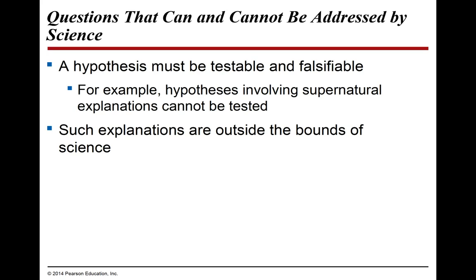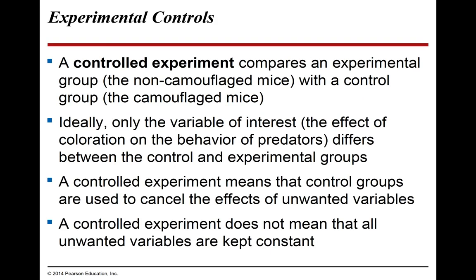Cool. Now that we're all happy about that. Experimental controls. If you have a hypothesis, you better do an experiment to figure out if you are supporting or rejecting your hypothesis. So a controlled experiment compares an experimental group, so non-camouflage mice, for example, with a control group, the camouflage mice. So ideally, only the variable of interest, in this case the coloration, is going to differ between the control and the experiment.